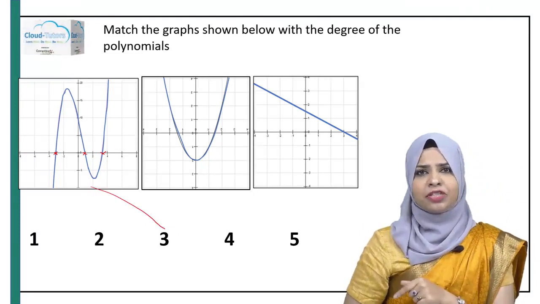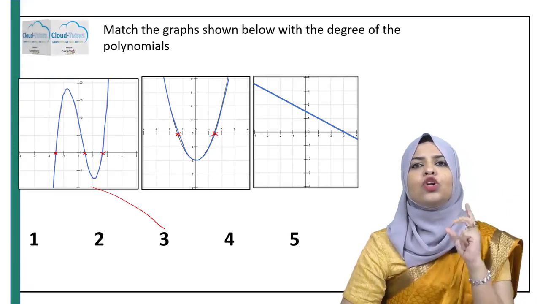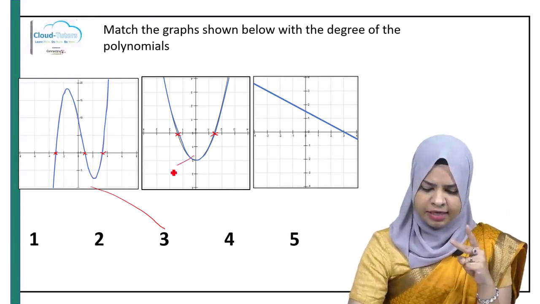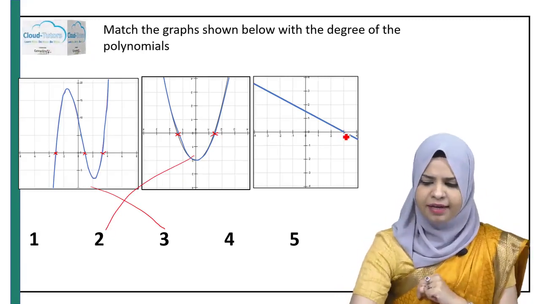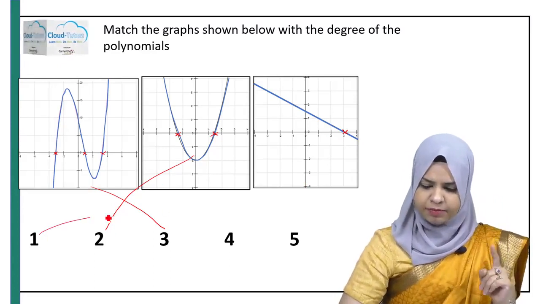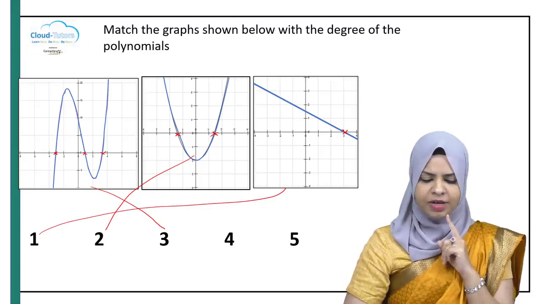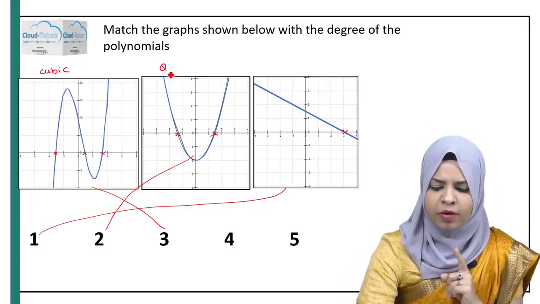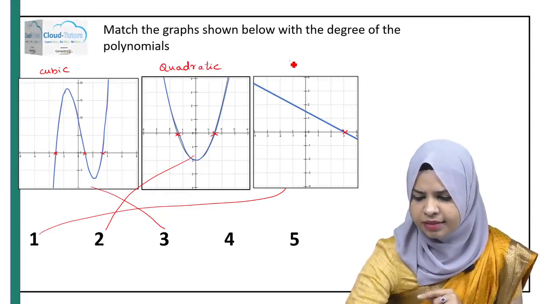And in the next graph, as you all can see, it is cutting the x-axis at 2 positions. When it cuts at 2 positions, the degree of the polynomial is 2. Here it is crossing over at 1 position, so the degree of the polynomial is 1. So the first example is cubic, this is a quadratic polynomial and this is linear.